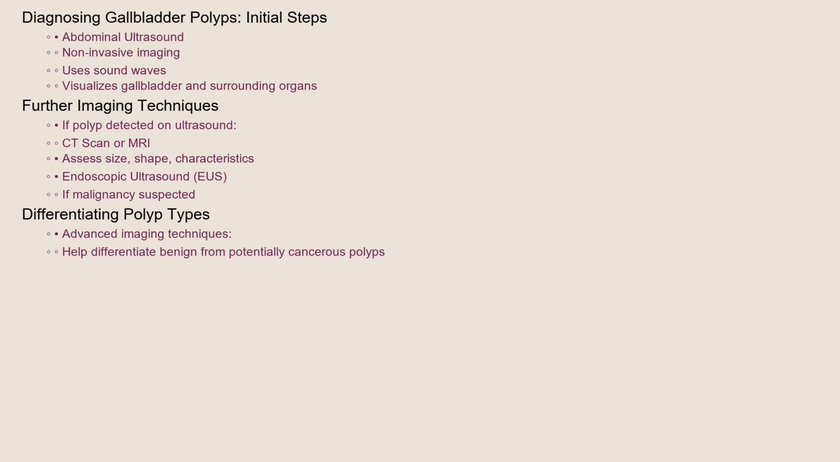Diagnosis typically begins with an abdominal ultrasound. This is a non-invasive imaging technique that uses sound waves to create images of the gallbladder and surrounding organs. If a polyp is detected, further imaging, such as a CT scan or MRI, may be recommended to assess its size, shape, and other characteristics. An endoscopic ultrasound (EUS) can also be used, especially if there is suspicion for malignancy. These advanced imaging techniques help doctors differentiate between benign and potentially cancerous polyps.